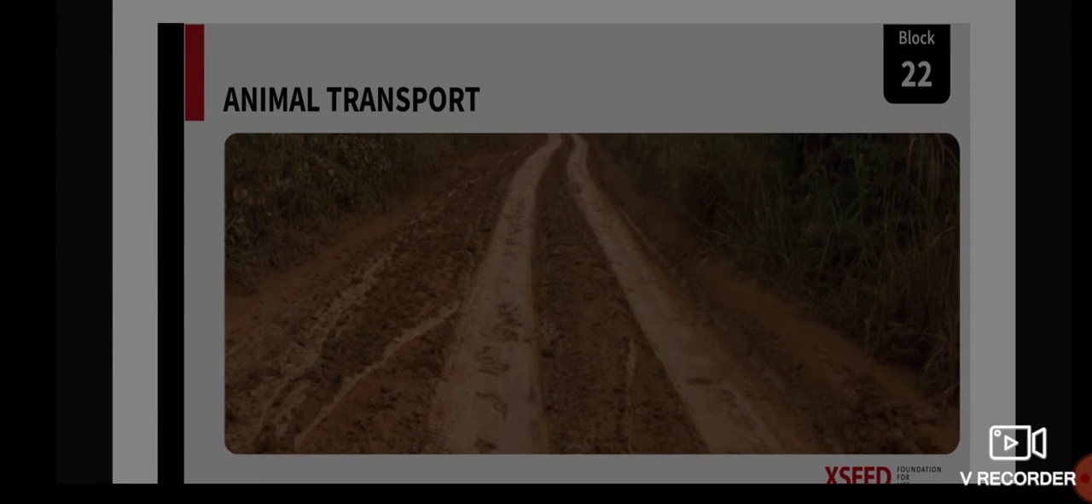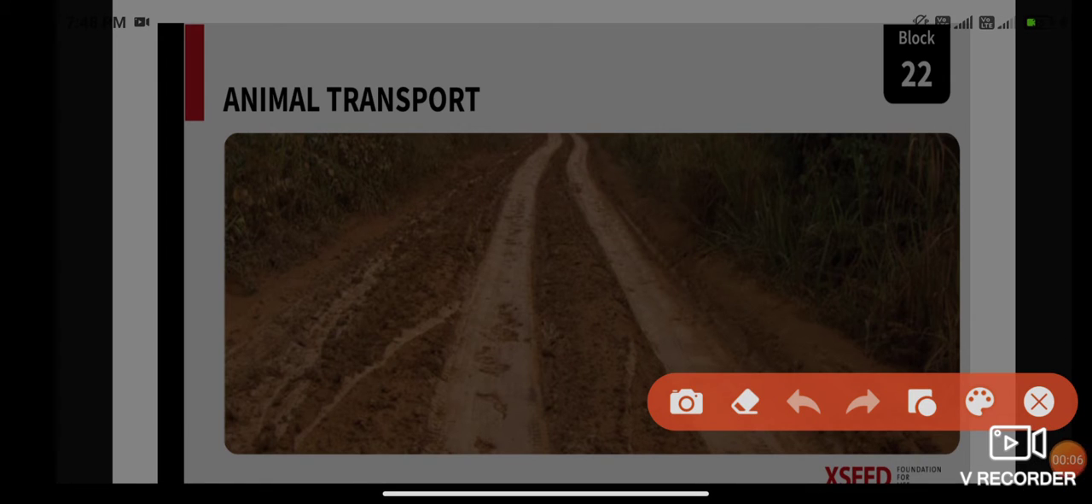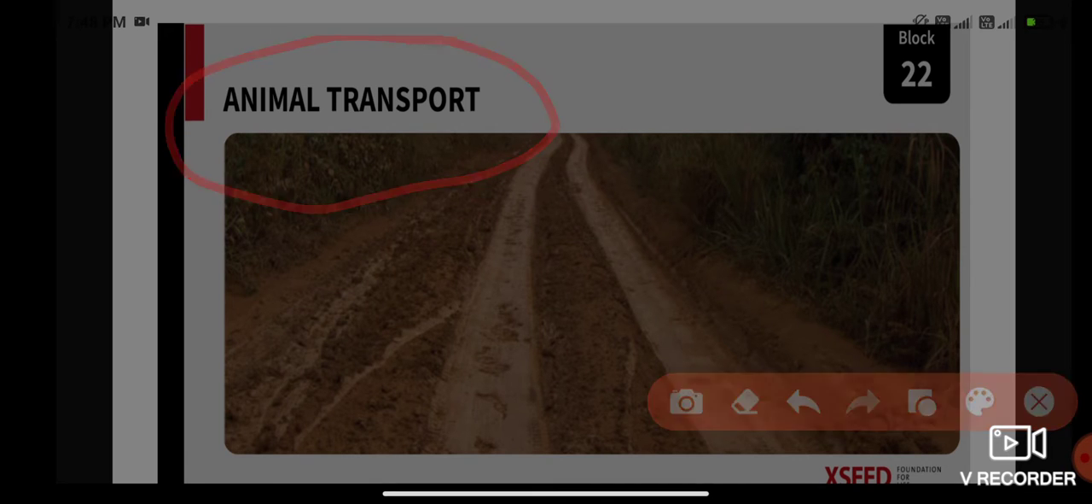Good morning, students. Today we will start with a new topic under block 22. The topic of our discussion for today is animal transport.